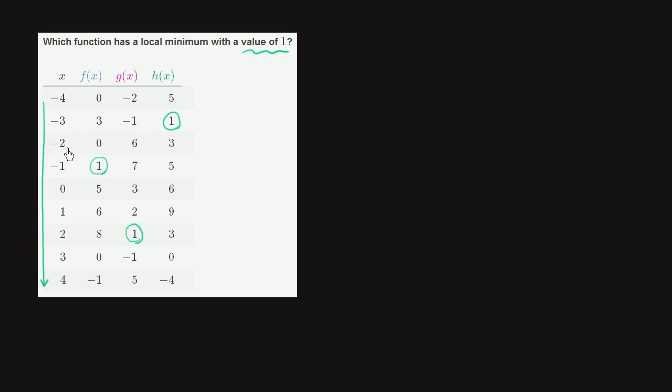On f of x, when we go from -2 to -1, we are increasing from 0 to 1, and then we increase again. Well, that's not going to be a minimum value. We are increasing. So let me draw a little axis right over here. Let me actually draw the whole thing just to make it clear what we're doing. So we have -4, -3, -2, -1, 1, 2, 3, 4, and this is going to be 0 right over here.